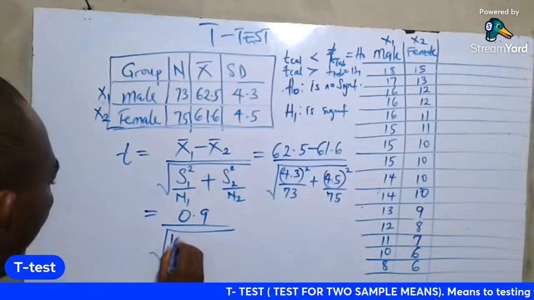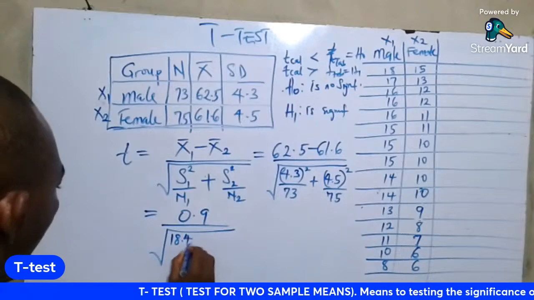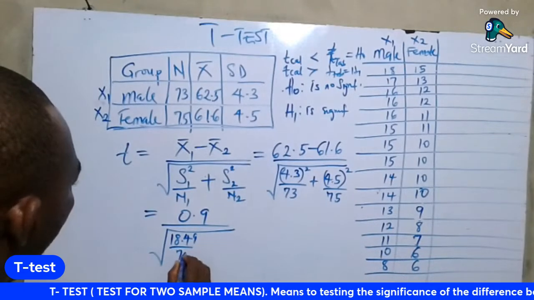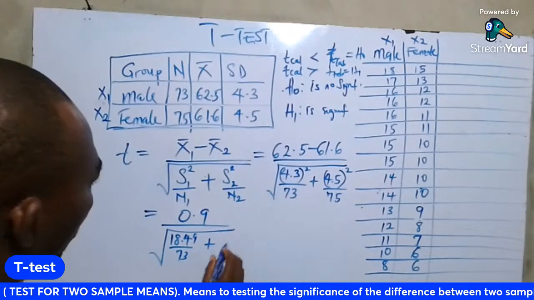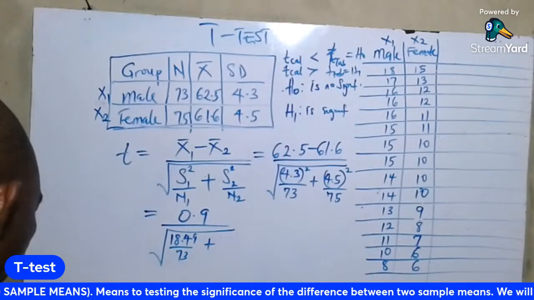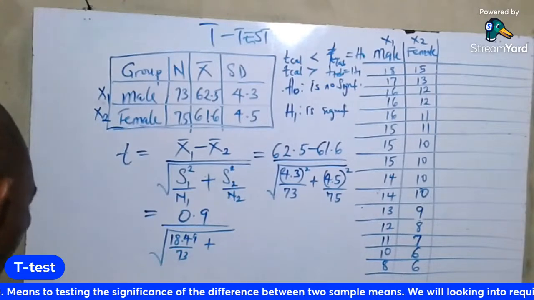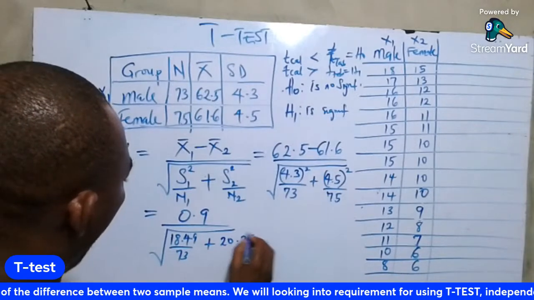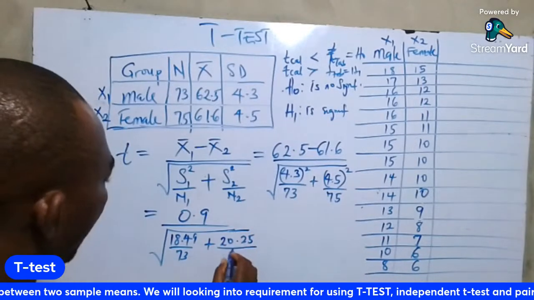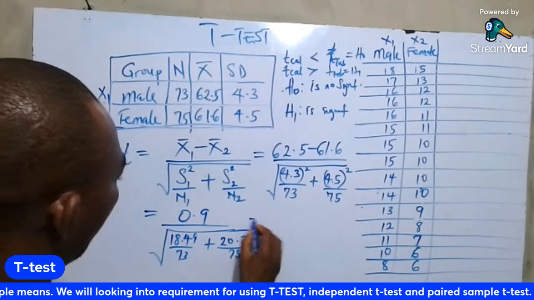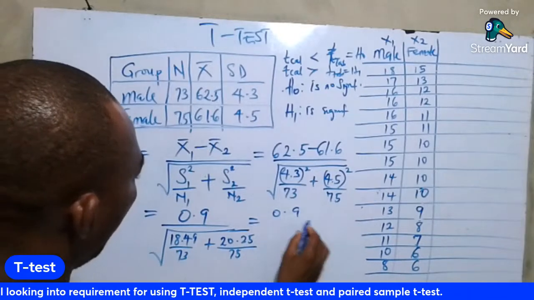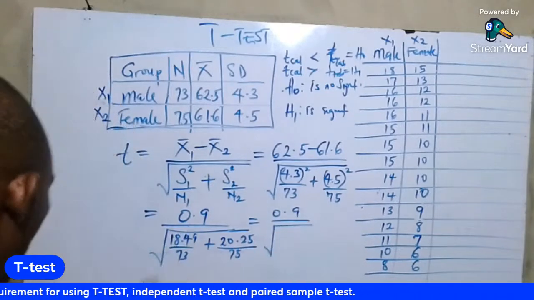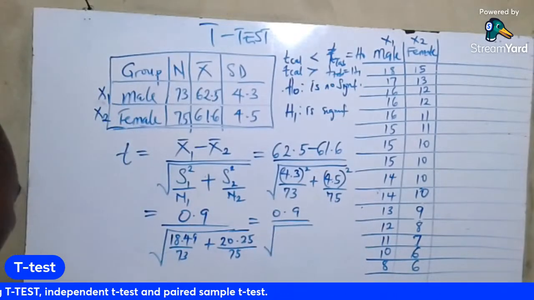That will give me 18.49 to be divided by 73 plus 4.5 squared. That will give me 20.25. Now, when you square this, divided by what? 75. So let's take it here. That's 0.9 over square root of what? So let's divide this one after the other.